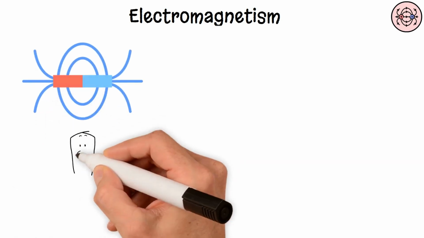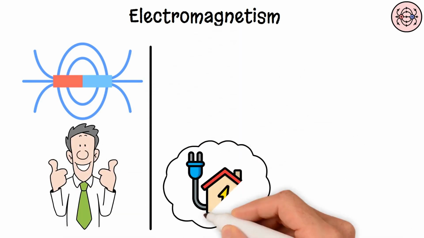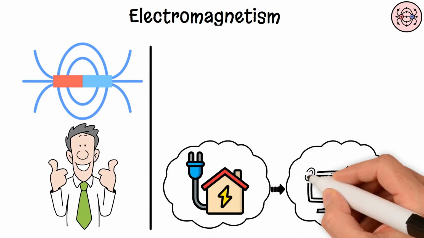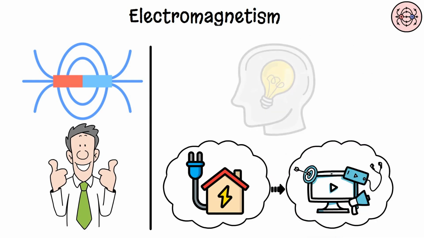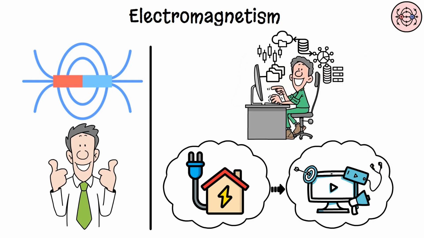Electromagnetism is all around us and plays a crucial role in many aspects of our daily lives, from powering our homes to enabling communication and entertainment. Understanding these concepts helps us appreciate the technology and phenomena we encounter every day.